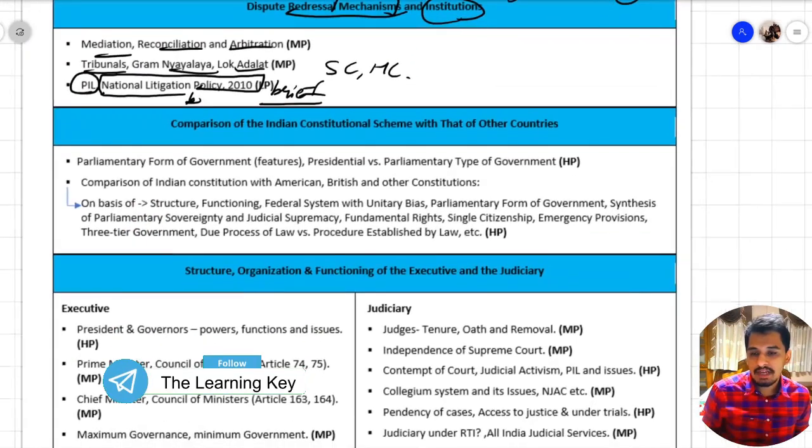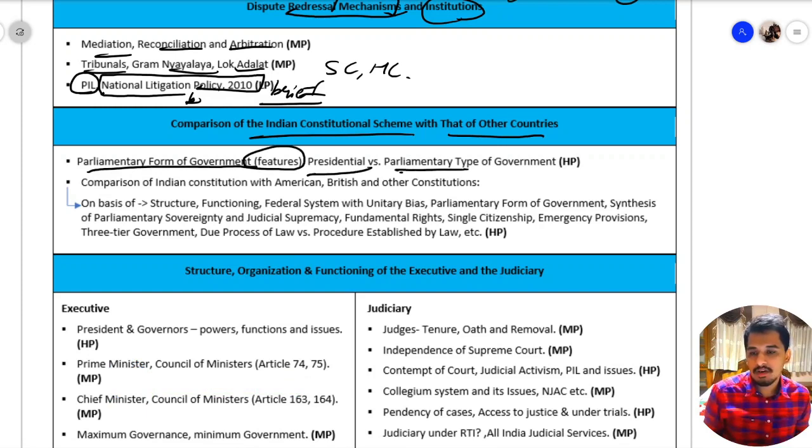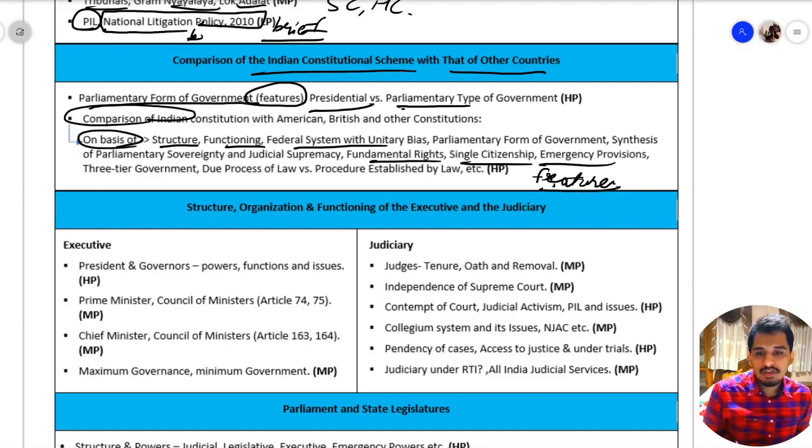Then we have comparison of the Indian constitutional scheme with that of other countries. In this you should know the parliamentary form of government, what its features are, and the difference between presidential and parliamentary government. Then you should be able to compare the Indian Constitution on the basis of its features. What are the features? The structure, functioning, federal system with unitary bias, fundamental rights, single citizenship, emergency provisions. So these are the features of the Indian Constitution on the basis of which you should be able to compare it with other constitutions, especially the American and British constitutions.